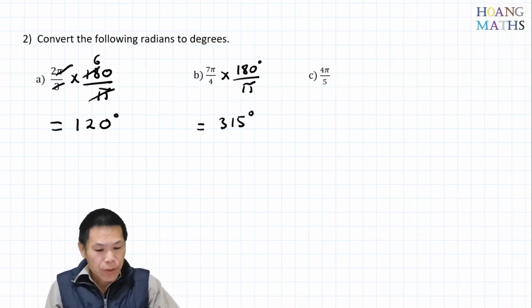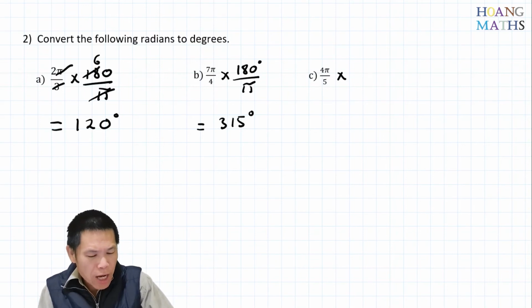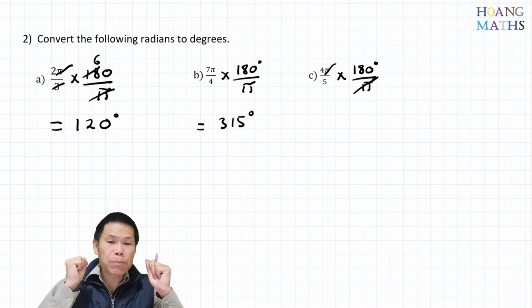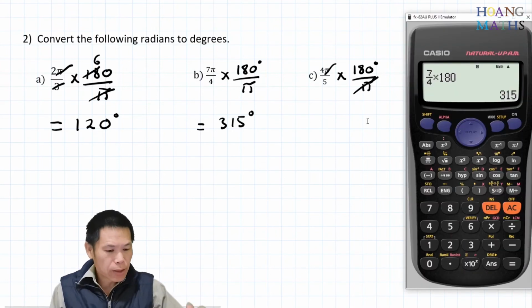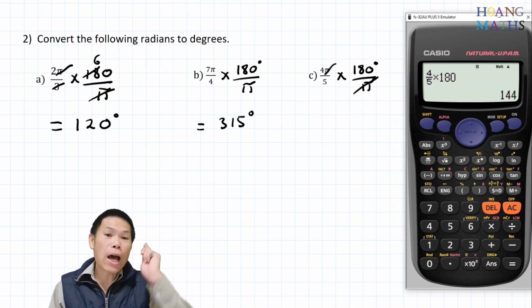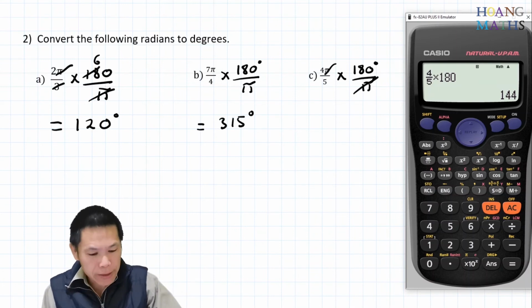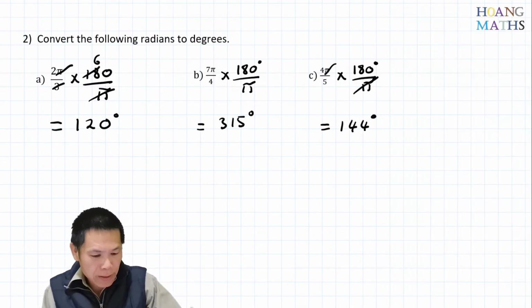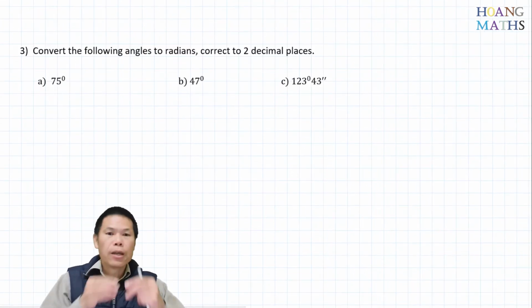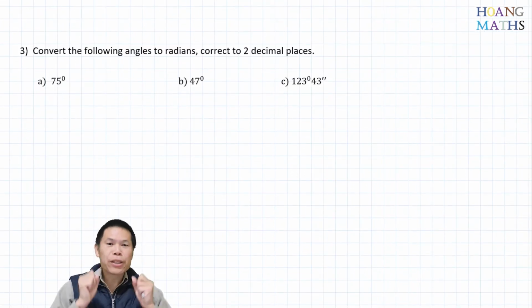It's part C. So what we do, again, we times by 180 degrees over pi. And this pi cancels, of course. Then we just go 4 over 5 times 180. So we just go 4/5 times 180. There you go. 144 degrees. Hope you got all of them correct. Last one. Please try them yourself.